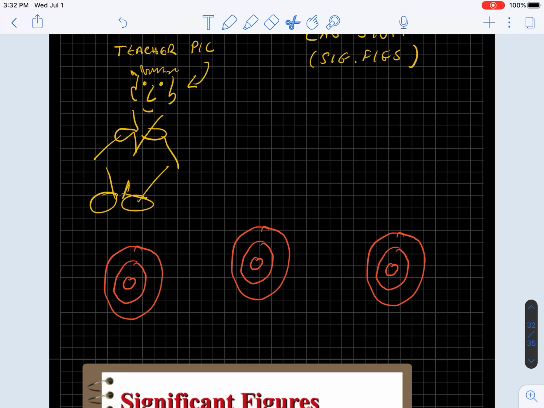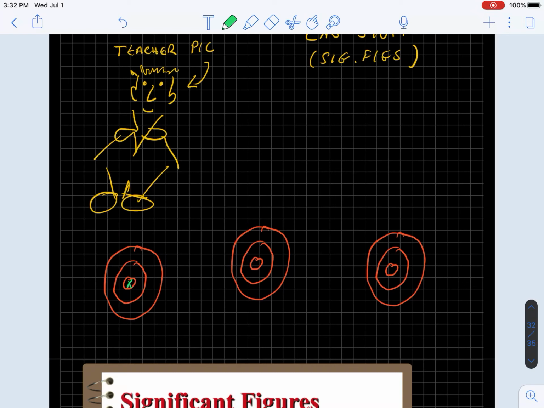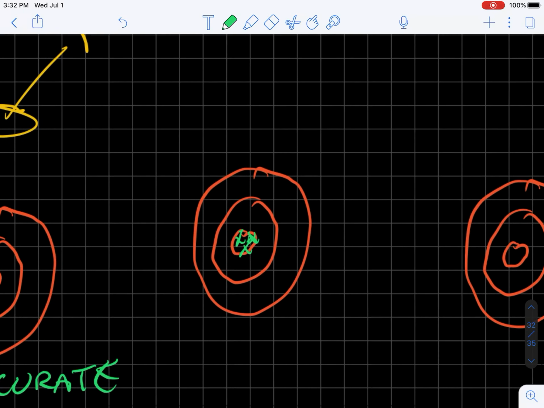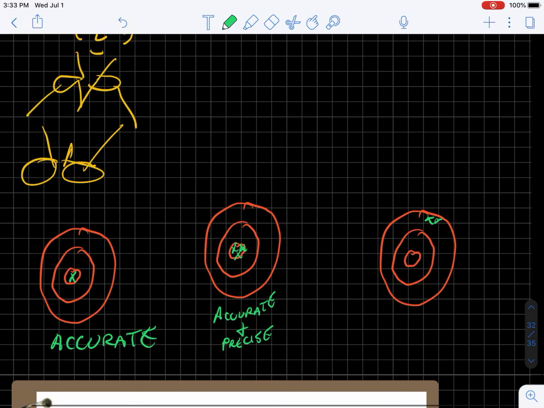So in the archery example, they say, okay, we're going to shoot some arrows at a target, and if you hit the target in the bullseye, then you are considered accurate. And if you hit the bullseye over and over again, like 3 different times here, then this is considered accurate and precise. And then in the last target, if you hit near the same spot with your 3 arrows, you are precise because you're reproducing your result, but not accurate.